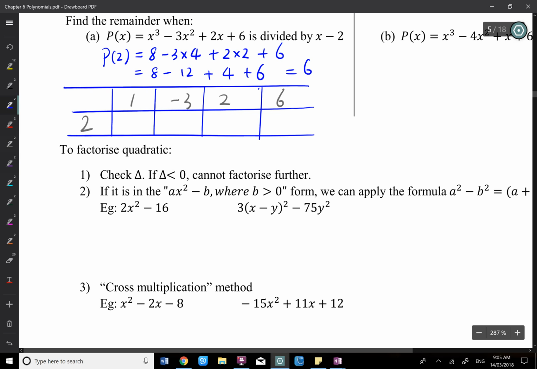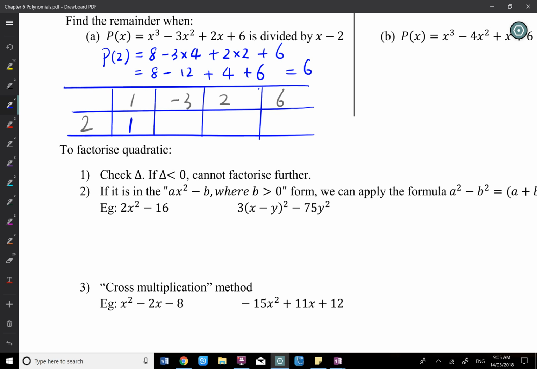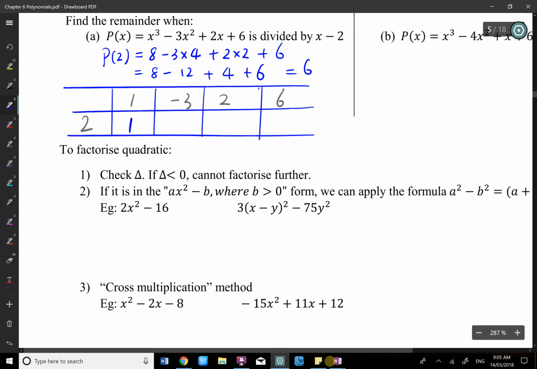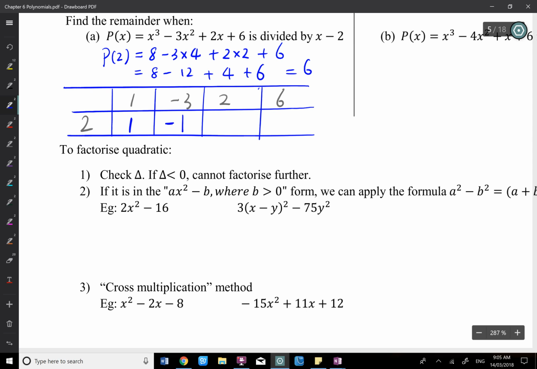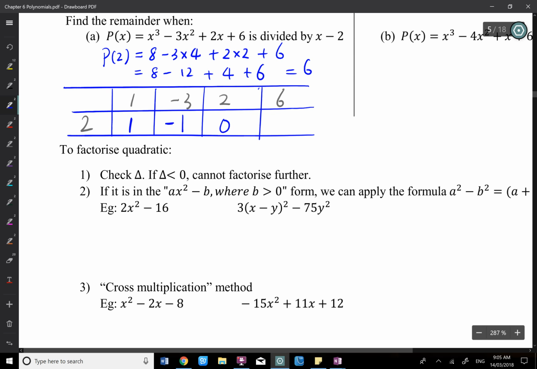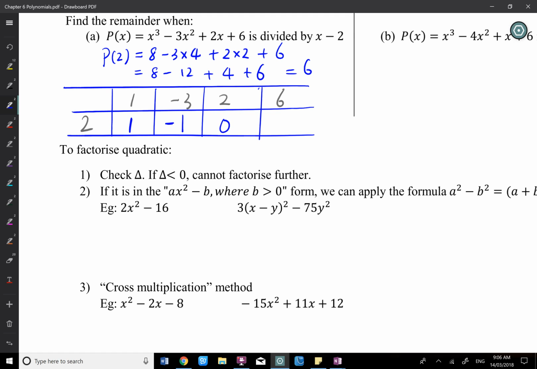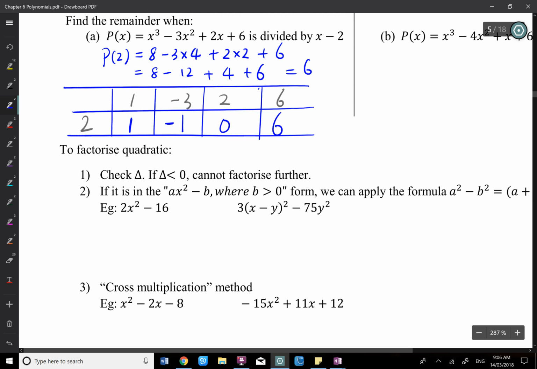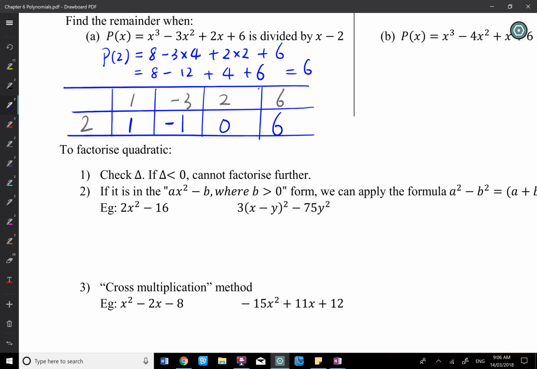Quickly complete this one. Copy the number 1 down. 1 times 2 is 2. 2 plus negative 3, you have negative 1. Negative 1 times 2, you have negative 2. Negative 2 plus 2, you have 0. 0 times 2 gives you 0. 0 plus 6 is 6. You have the remainder. The remainder is just 6.